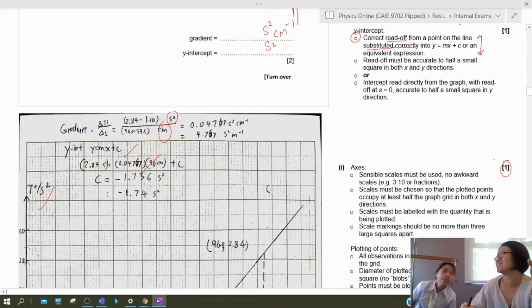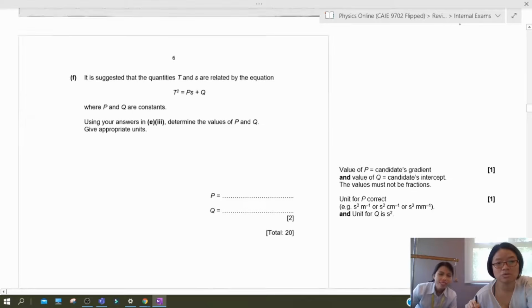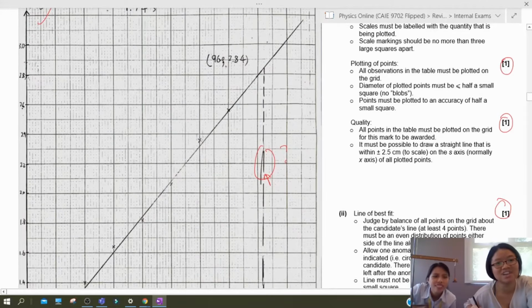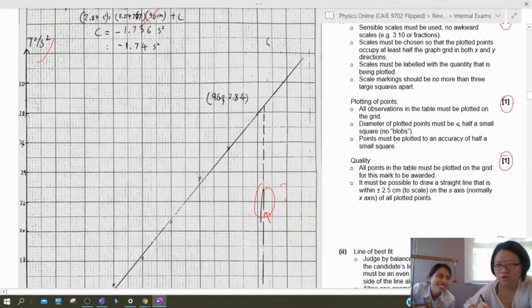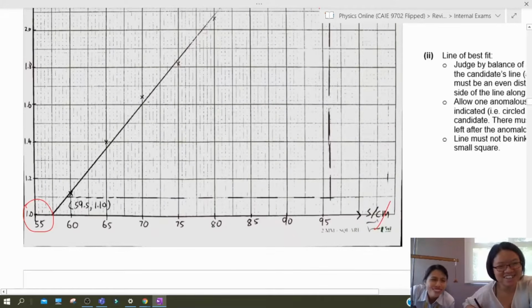Last question. How many SF to put? I always get confused. You mean for the gradient, how many SF? For the intercept, how many SF? Did I do it correctly or not, miss? You check and see. Is this a trap? I don't know, I just do only. Miss, you help me check.